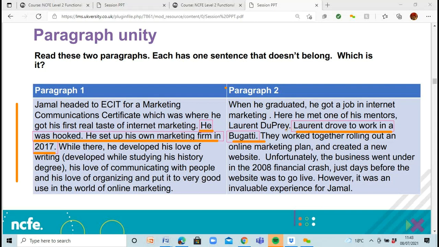So we know that we don't need to know what car Laurent drove. It's got no relevance to this paragraph at all. So you can see there that that makes no sense. It doesn't need to be there.